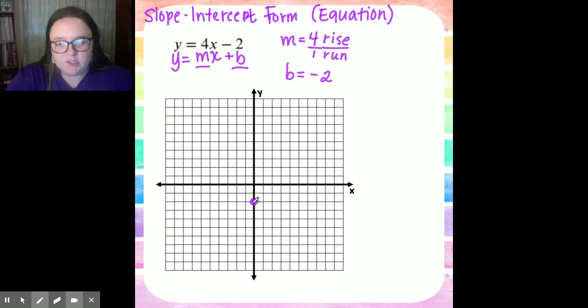So rise 4, starting at this point, 1, 2, 3, 4, and I'm going to run 1 to the right because this is a positive slope. So 1 to the right, and I'm going to make my dot. I'm going to continue with that pattern. Rise 4, 1, 2, 3, 4, run 1 to the right. Rise 4, 2, 3, 4, 1 to the right.